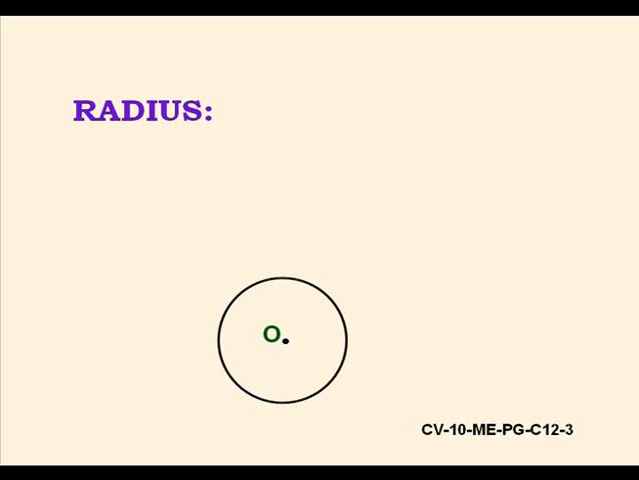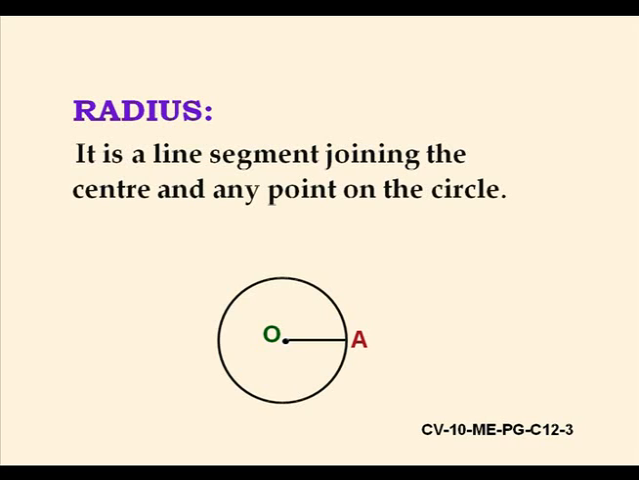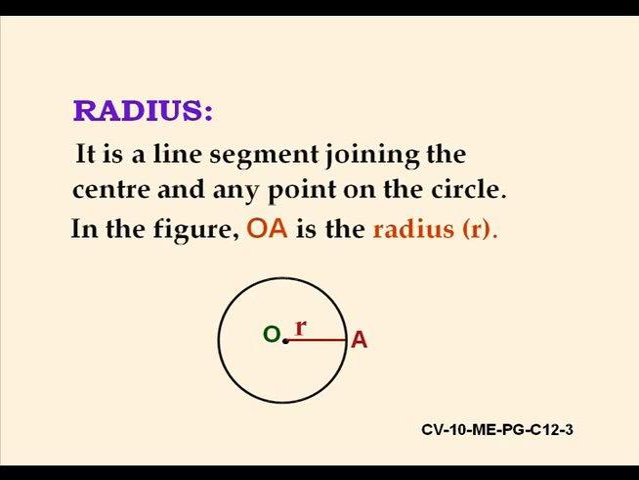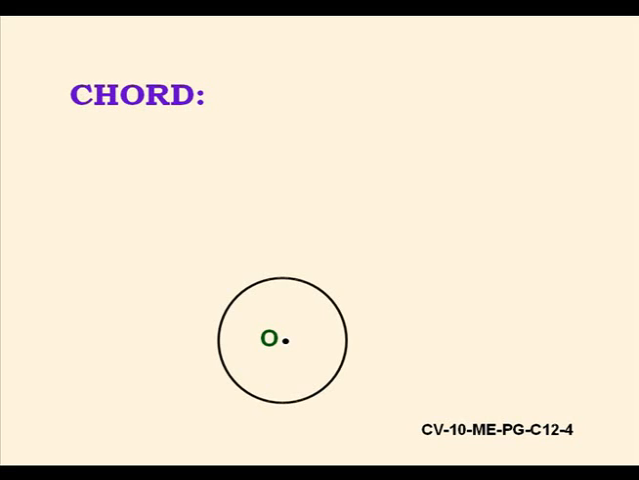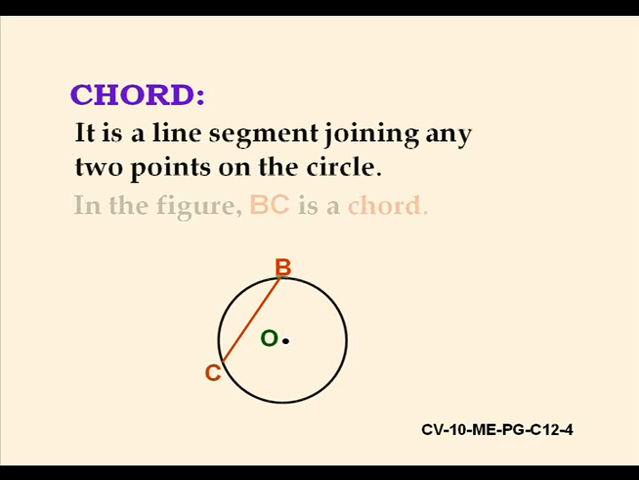Radius. It is a line segment joining the center and any point of the circle. In the figure, OA is the radius and it is denoted by the letter R. Chord. It is a line segment joining any 2 points on a circle. In the figure, BC is a chord.